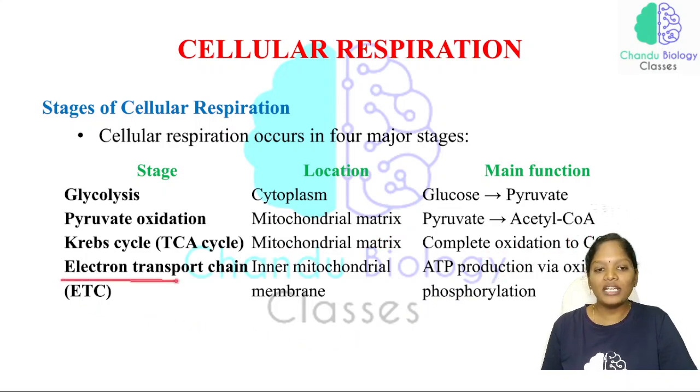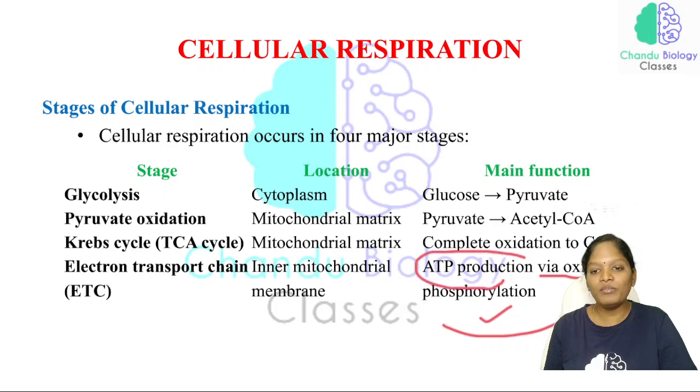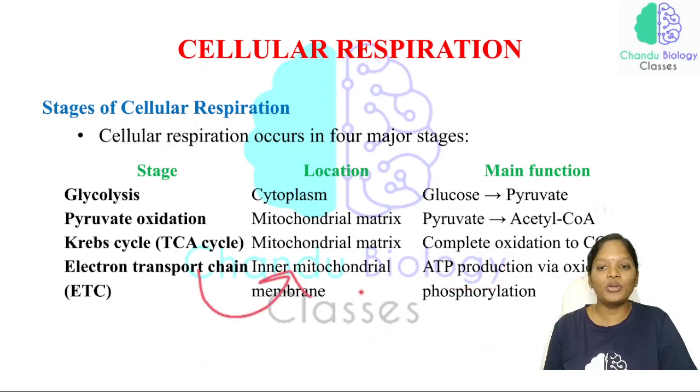And the electron transport chain, this can be expected in our exam. This ETC takes place in the inner mitochondrial membrane. In the inner mitochondrial membrane, finally the ATP will be produced. The ATP will be produced via which process? That is via oxidative phosphorylation. Via oxidative phosphorylation, ATP will be produced. That is, we say the electron transport chain takes place in the inner mitochondrial membrane.